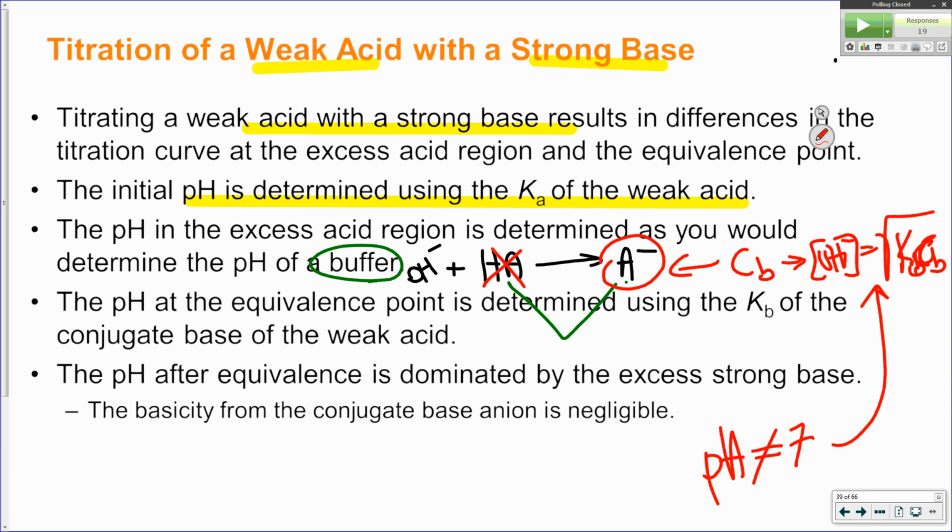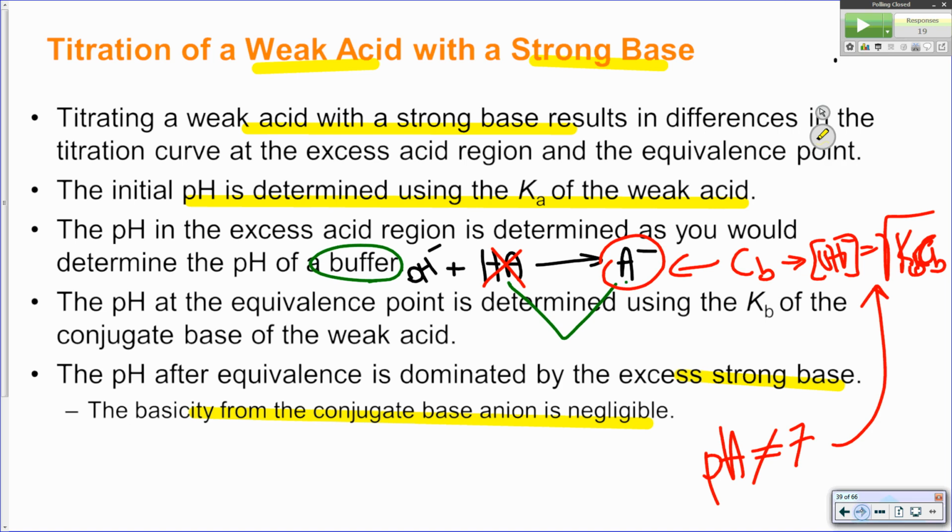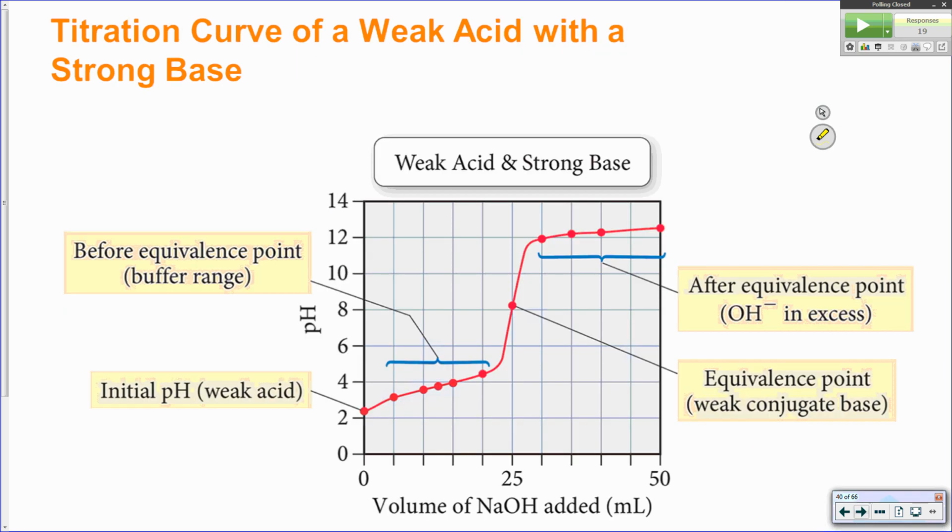And then after the equivalence point, now I've got excess strong base. So just find out how much of the strong base is there and use pOH from that to calculate pH. These are a little trickier, but we've talked about all the chemistry on how to deal with them.